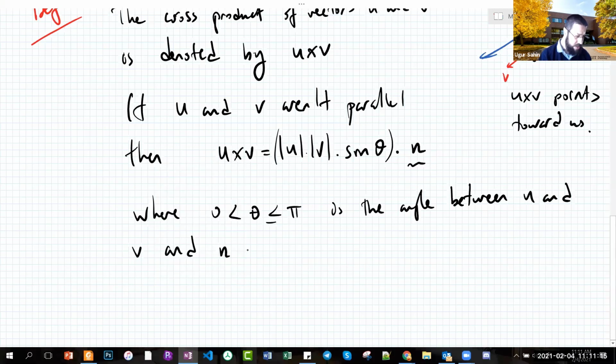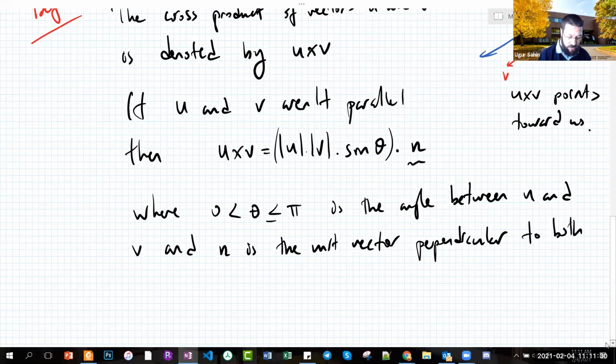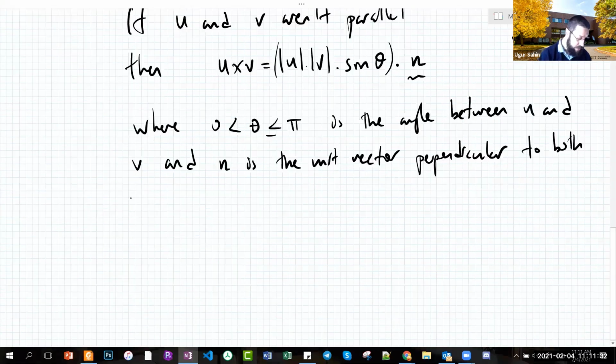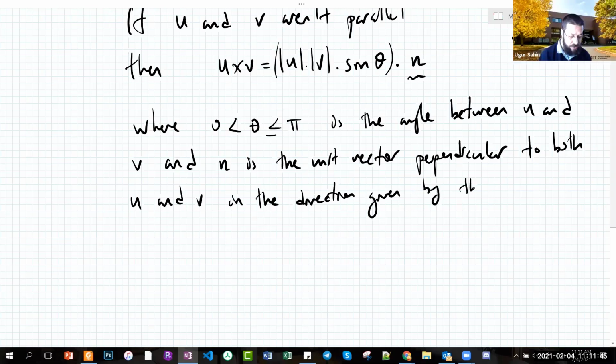And n is the unit vector perpendicular to both u and v, in the direction given by the right-hand rule.